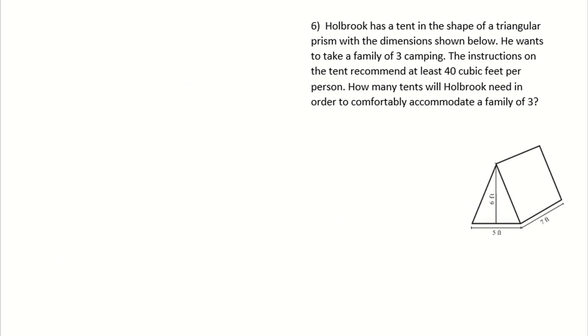Number 6. Holbrook has a tent in the shape of a rectangular prism with the dimensions shown below. Okay, you see this tent, 7 feet long, 5 feet wide, 6 feet tall. Okay. He wants to take a family of 3 camping. The instructions on the tent recommend at least 40 cubic feet per person. That's going to be important. How many tents will Holbrook need in order to comfortably accommodate a family of 3?